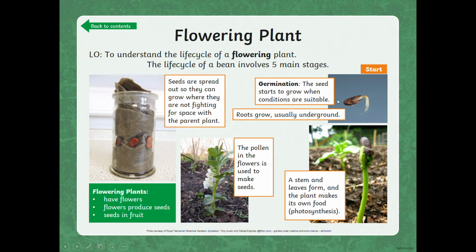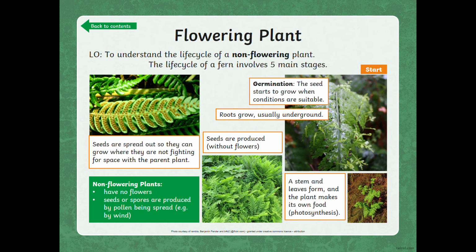So this is about the life cycle of a bean. Okay, the roots grow underground, the stem and the leaves form, the pollen is used in the flowers to make new seeds. The seeds then are spread out and dispersed where they can grow where they're not fighting for space. So flowering plants have flowers, and the flowers produce seeds, and the seeds are in fruit as well.